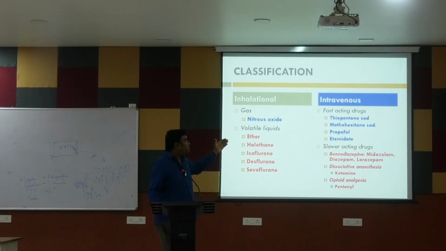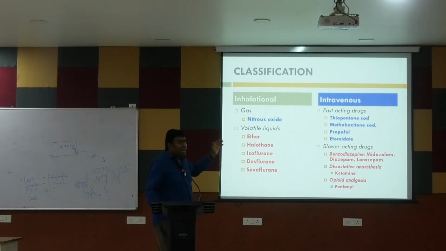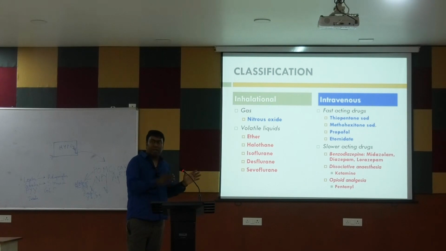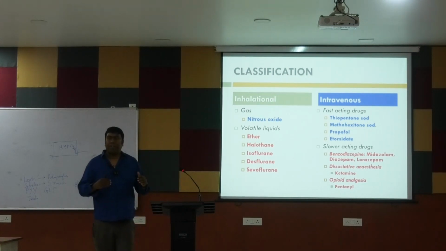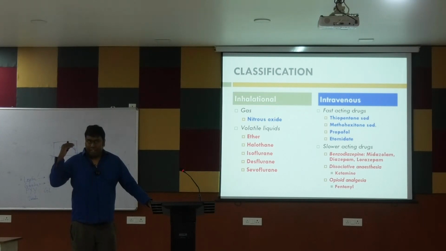So faster acting drugs like thiopentone, propofol and etomidate, whereas maintenance drugs are benzodiazepine, ketamine and fentanyl. Fentanyl is also an opioid drug used in general intravenous anesthetics. So there is a gaseous one, there is a volatile liquid, and intravenous. In intravenous, one is induction agent, one is maintenance agent.